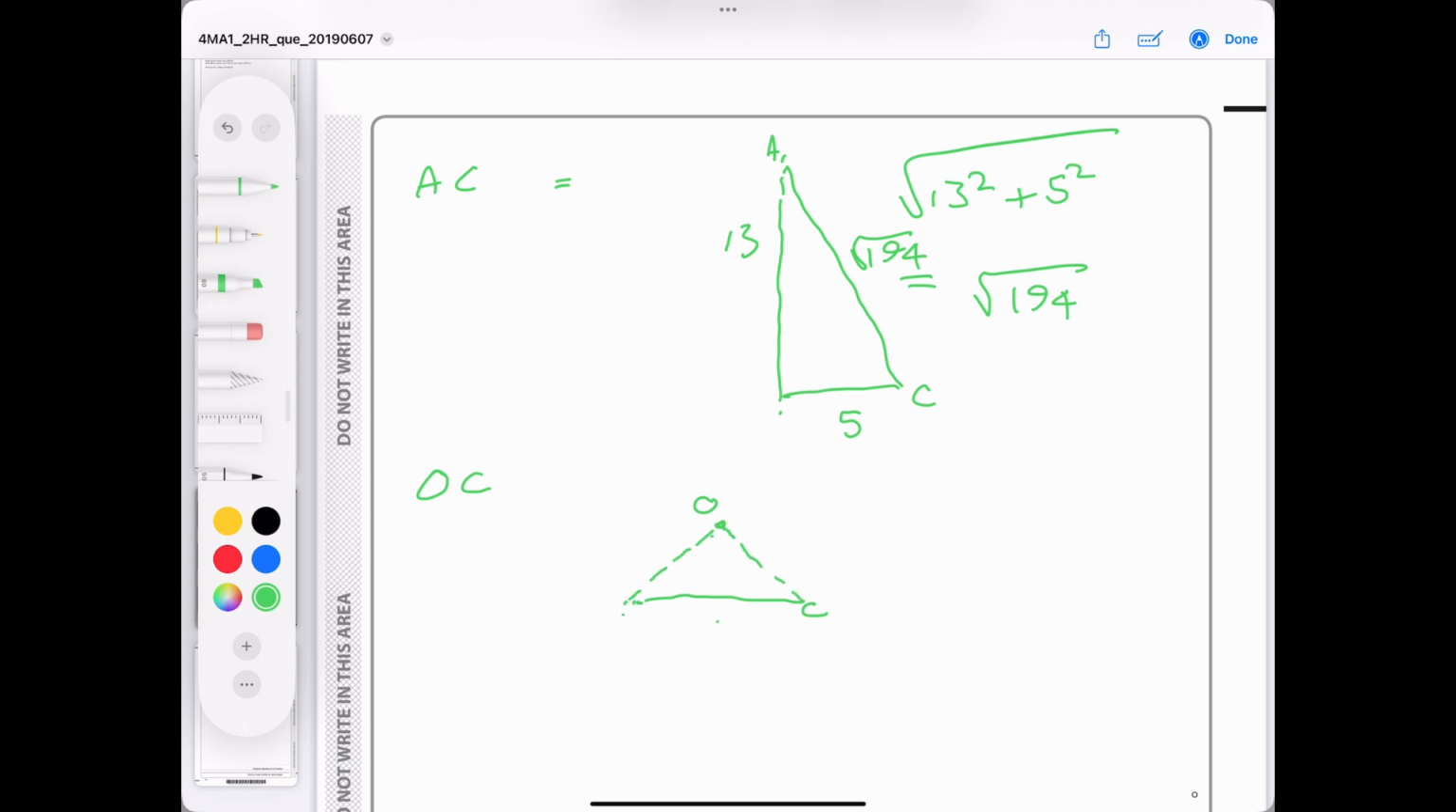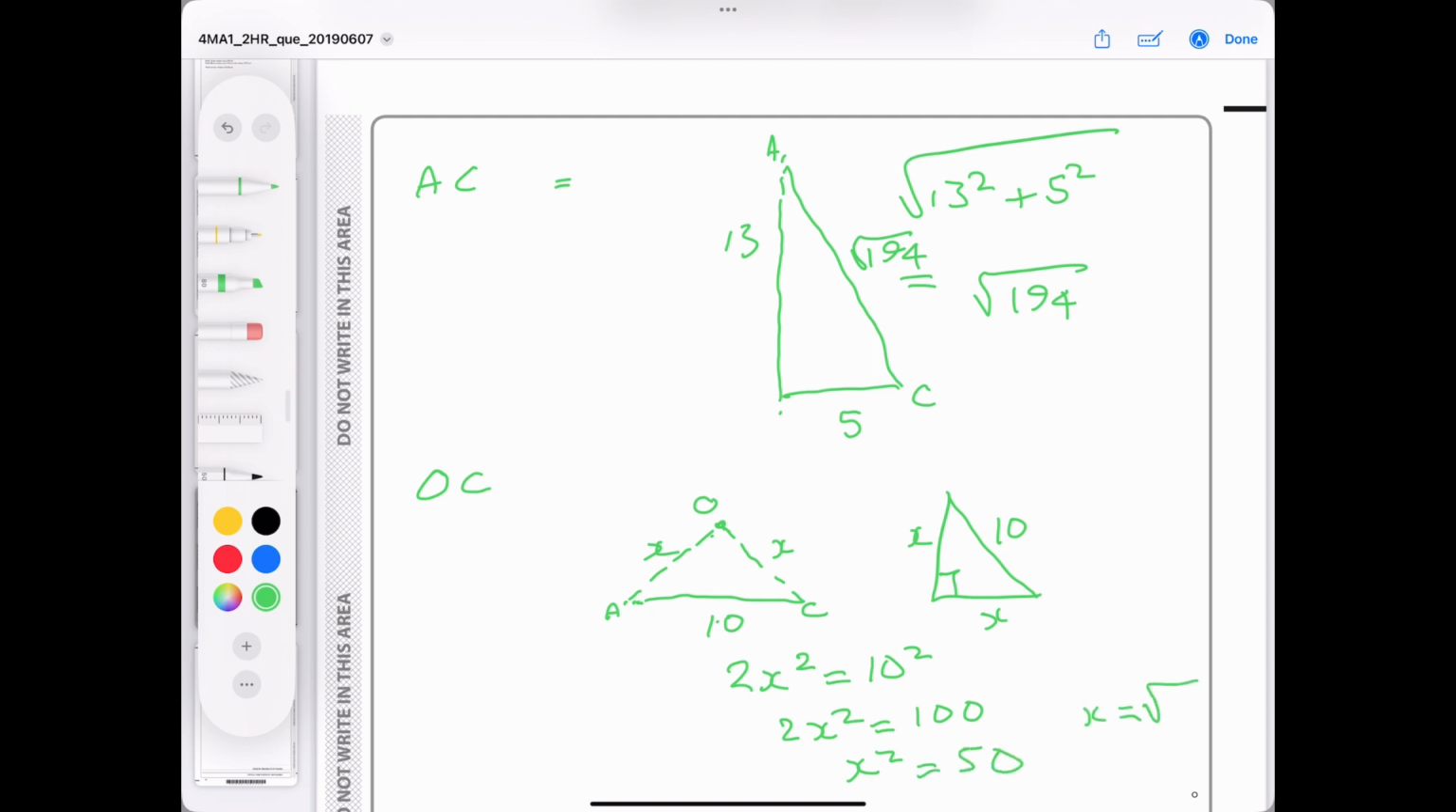So that's whatever that is, the other vertices. So 10, x, x. If I redraw that, 10 is the hypotenuse, that's x, and that's x. So that means x squared plus x squared, 2x squared, equals 10 squared. So 2x squared equals 100, so x squared equals 50, so x equals root 50.